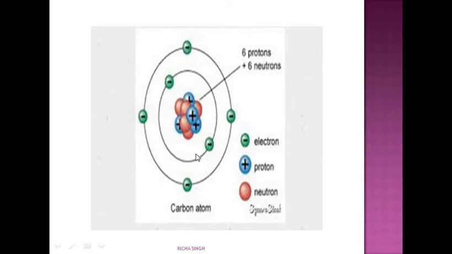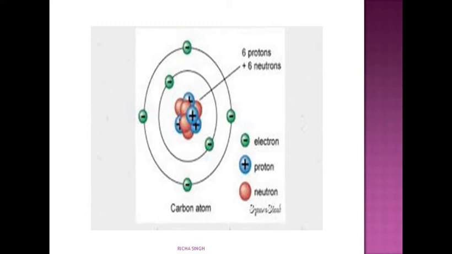So now the question comes, what will it do? Will it donate all 4 electrons or will it accept 4 electrons from other elements? It can take 4 electrons, but it will be difficult for the nucleus, because the nucleus has only 6 protons and it has to hold 10 electrons. It has 6 electrons and 4 extra, that makes 10. So it will be difficult for the nucleus, so it will not do this.